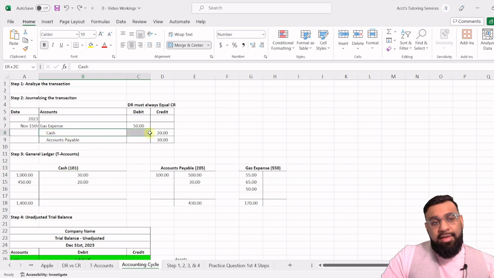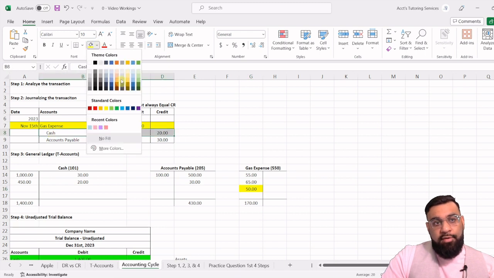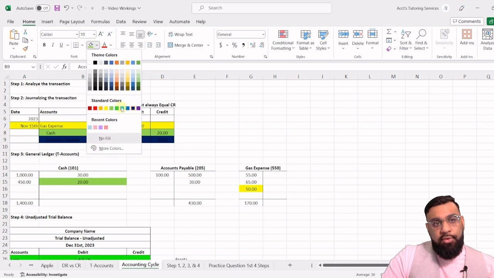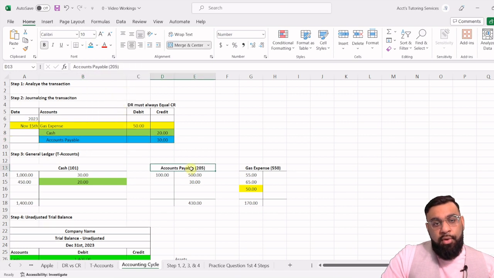Then we're going to locate the cash T account and we're going to credit it for $20. So just to kind of rewind, gas expense, we're going to debit it for $50. Then cash, we're going to credit it for $20. And then we're going to locate the accounts payable T account and we're going to credit that for $30.